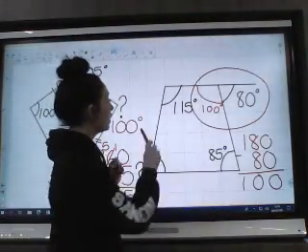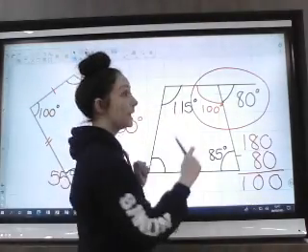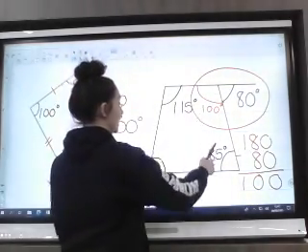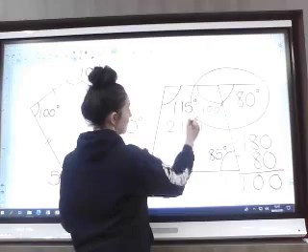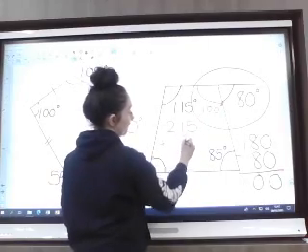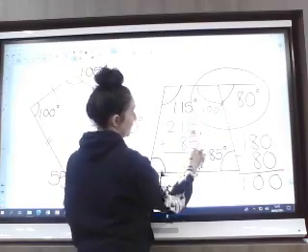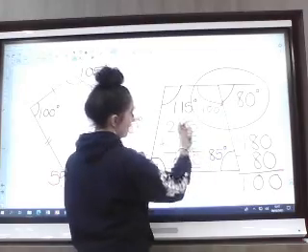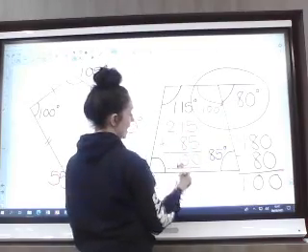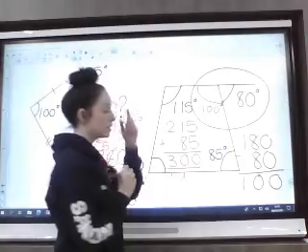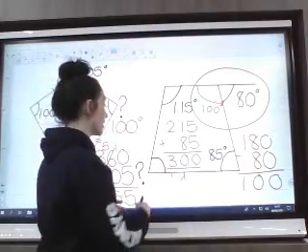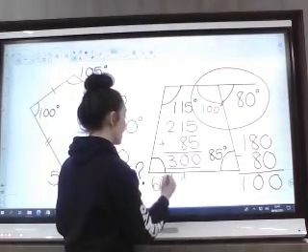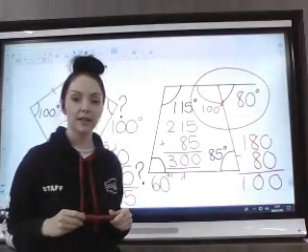Okay, so 100 add 115 is 215. 215 add 85. So 5 add 5 is 10. 8 add 1 is 9. Add the 1 is 10. 300. 360 take away 300 is 60. So my angle here would be 60 degrees.